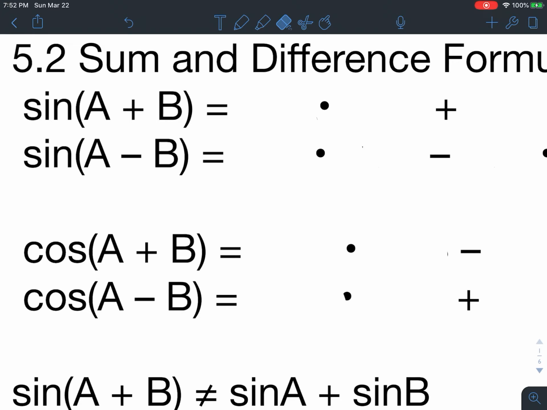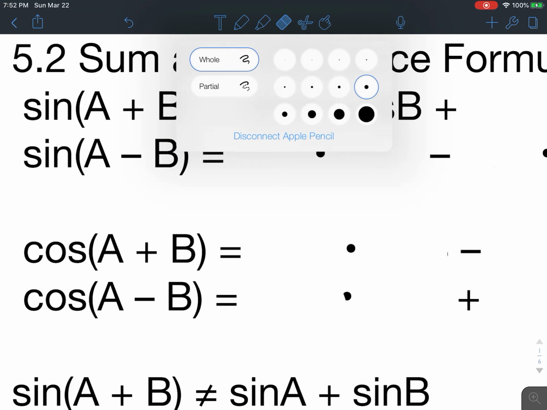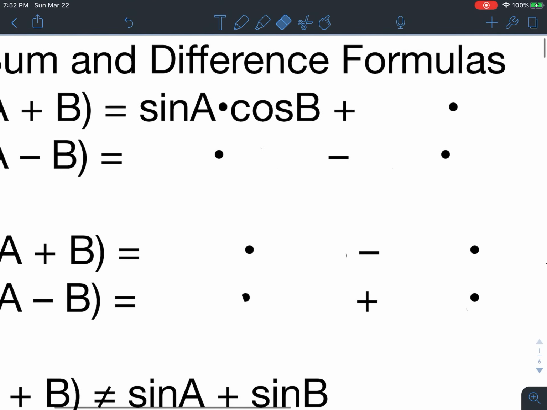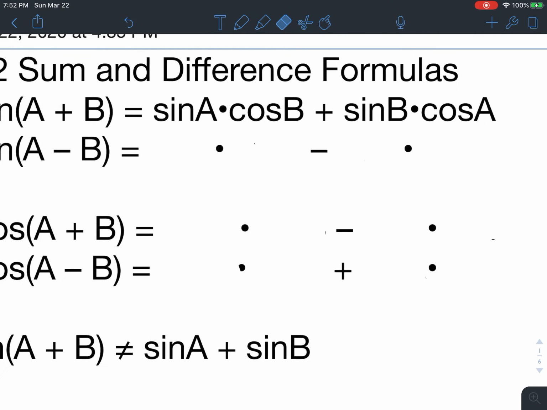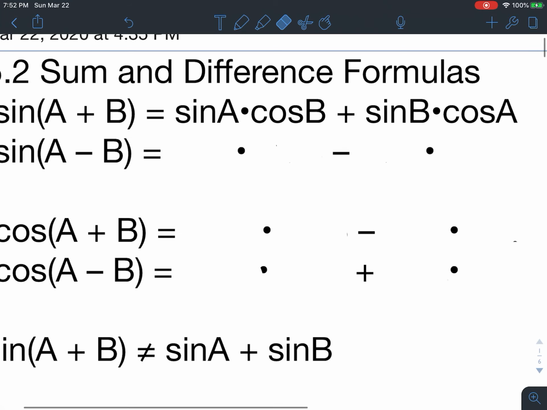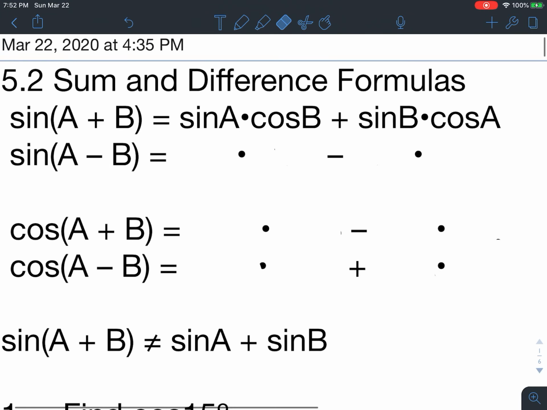So the sine of A plus B equals the sine of A times the cosine of B plus the sine of B times the cosine of A. You don't have to memorize this. It'll always be at your disposal to look at, but you do have to know when to use it.